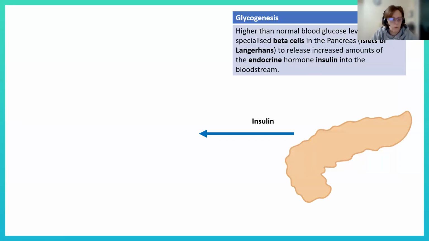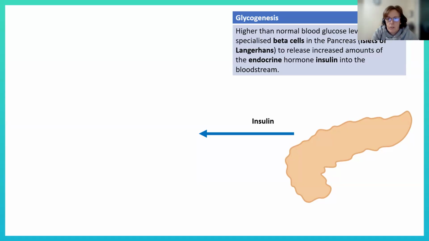So let's have a look at how some of these hormones work then. Let's have a look at glycogenesis. Glycogenesis involves the hormone insulin, which comes from the pancreas. It comes from specialized cells in the pancreas called beta cells. So if you get a higher than normal glucose level, it triggers these specialized beta cells in the pancreas from a region called the islets of Langerhans. Langerhans, again, was just some guy who discovered this structure when dissecting pancreases.